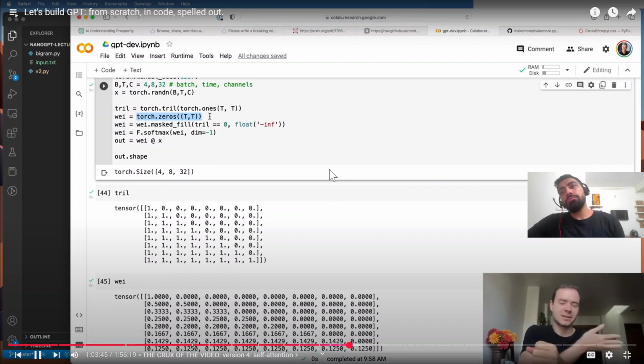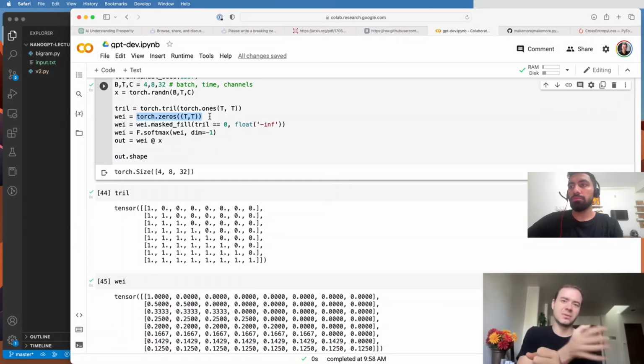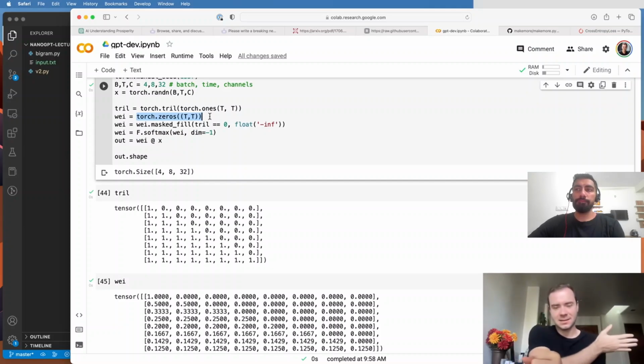I'm looking for consonants in my past, and maybe I want to know what those consonants are, and I want that information to flow to me. And so I want to now gather information from the past, but I want to do it in a data-dependent way. And this is the problem that self-attention solves.